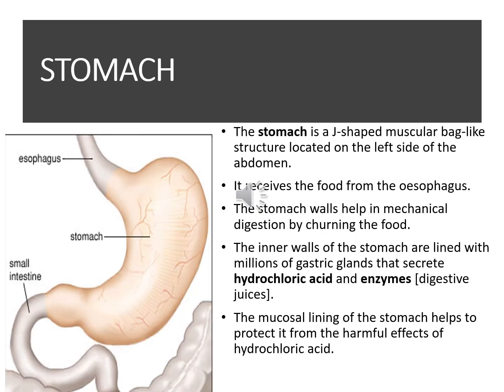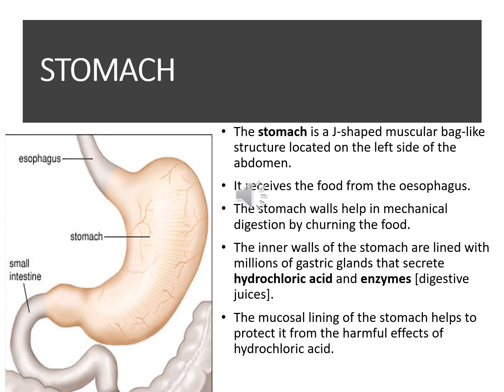Stomach. The stomach is a J-shaped muscular bag-like structure located on the left side of the abdomen. It receives the food from the esophagus by means of peristalsis. The stomach walls help in mechanical digestion by churning the food. The inner walls of the stomach are lined with millions of gastric glands that secrete hydrochloric acid and enzymes. The hydrochloric acid and enzymes together are known as digestive juices.